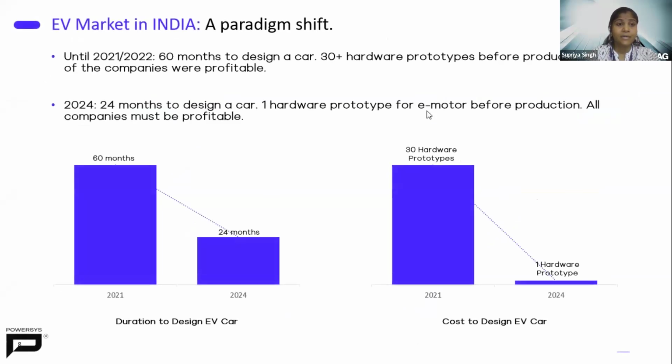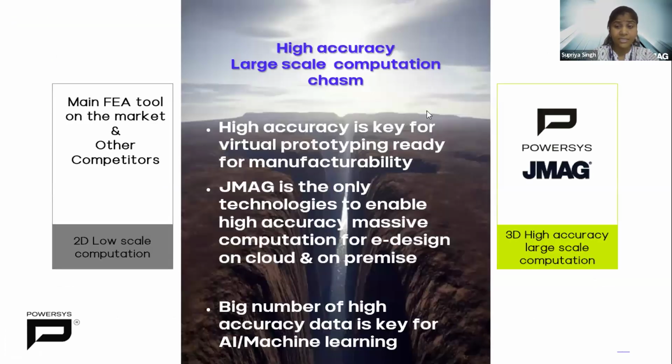You can see that in the EV market in India, we have a paradigm shift. Until 2021 to 22, it took 16 months to design a car and 30 plus hardware prototypes before production. None of the companies were profitable. After the use of an EM simulation tool, that is JMAG, it takes 24 months to design a car and one hardware prototype for e-motor production. This is the shift after using simulation software and the HPC platform.